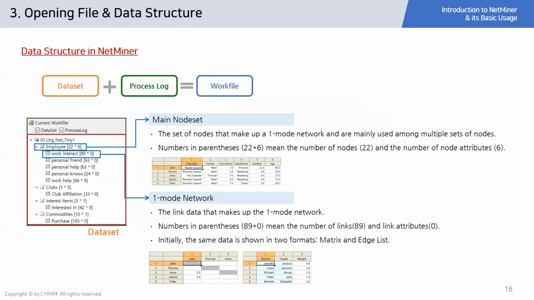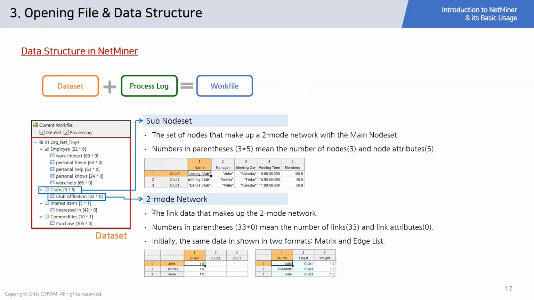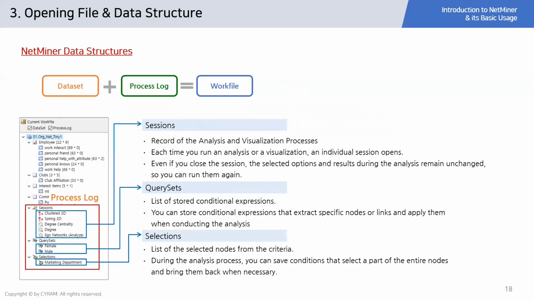What we saw and explained on the NetMiner screen is summarized here. We talked about the main node set and one-mode network, and what the numbers inside the square brackets mean. We also talked about what a subnode set and two-mode network is, and how each network could be seen in either an edge list or matrix format. Also, how a log is recorded in a session when a menu is run.